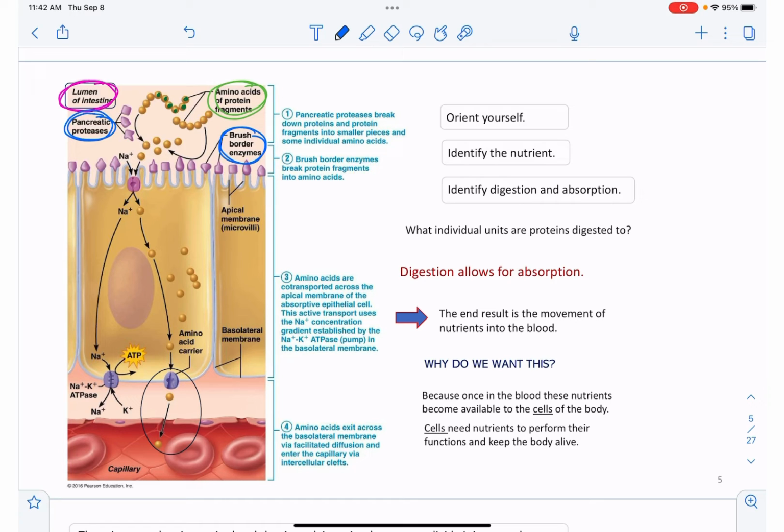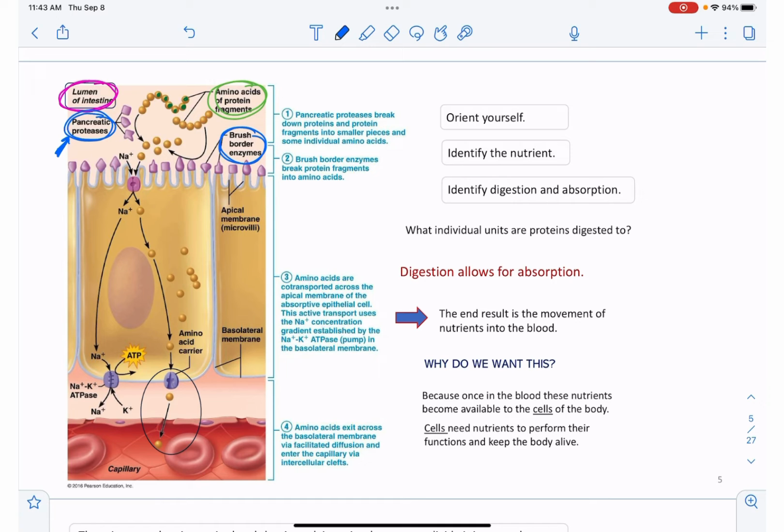And where are these pancreatic proteases? They're in the lumen of the small intestine, but where did they come from? Well, they came from the pancreas. They were produced in the pancreas. They're part of the pancreatic juice, and then that pancreatic juice is secreted through the pancreatic duct into the lumen of the small intestine. So this is a good example of the contribution of an accessory digestive organ, the pancreas in this case.